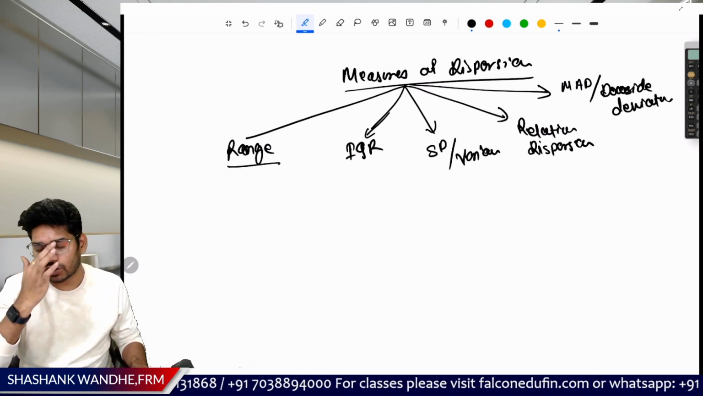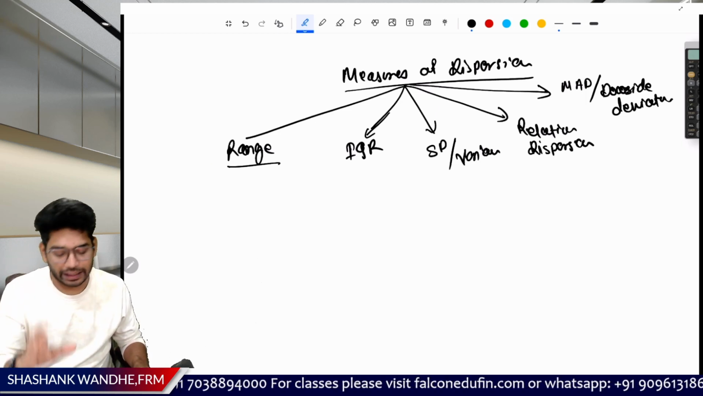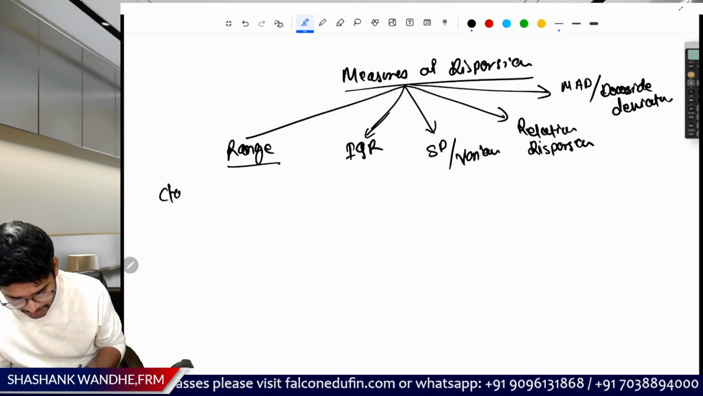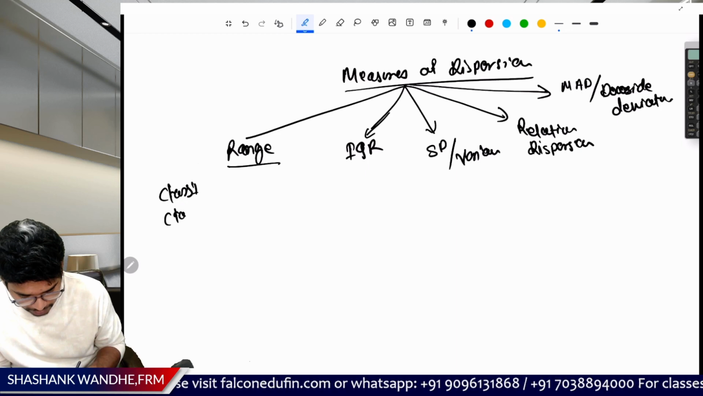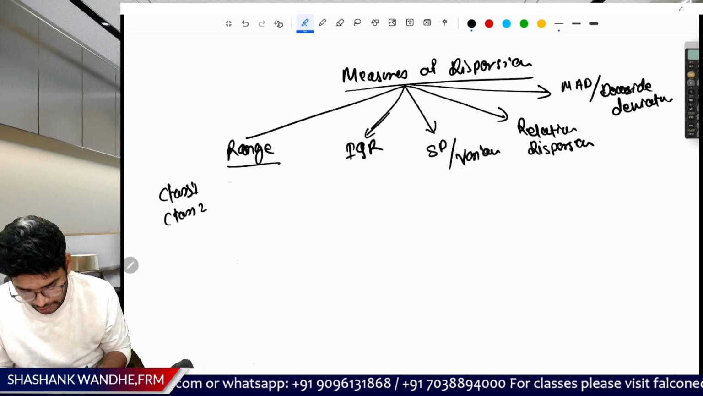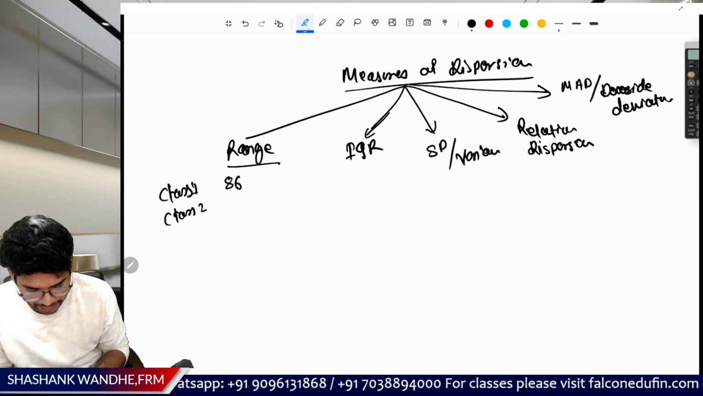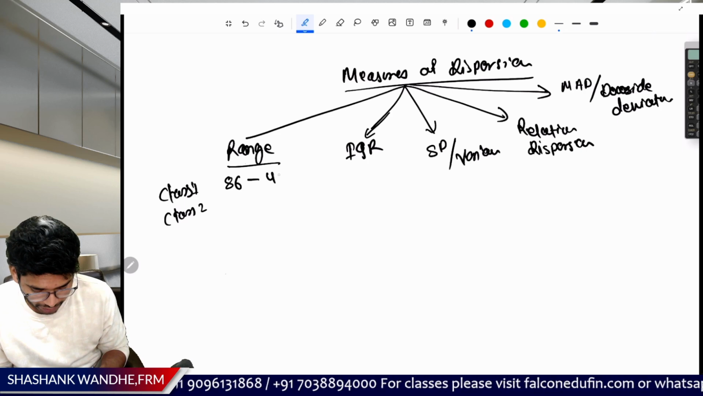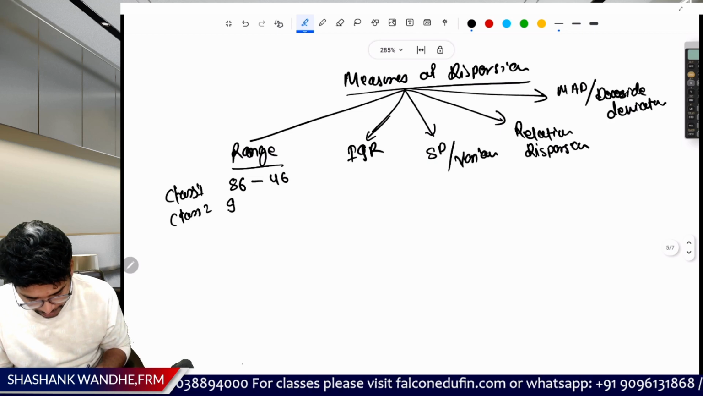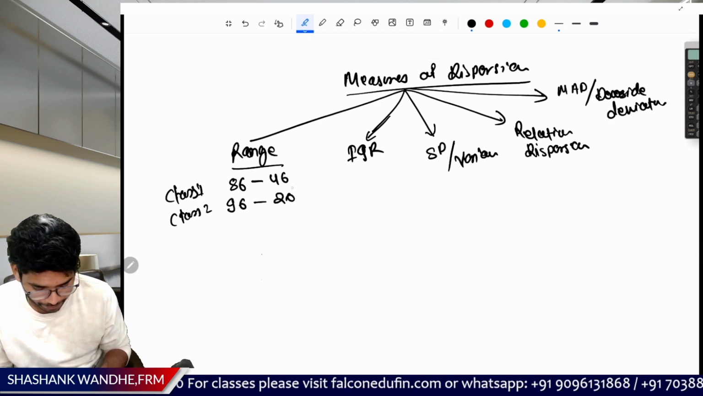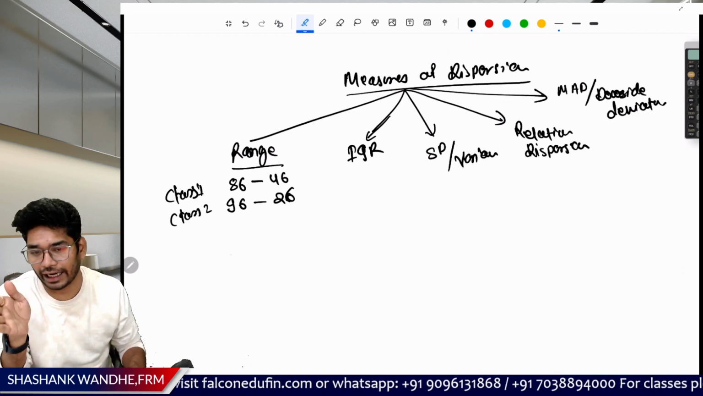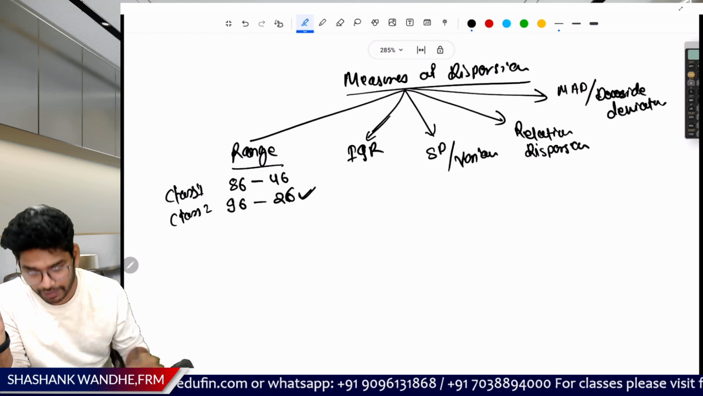So the highest value and the lowest value in the observation is simply the range. So range is also a measure of dispersion. So say there are two classes, class 1 and class 2. So the highest marks scored in class 1 by a student is say 86 and the lowest score is say 46. So here you calculate the range, and then say in class 2 it is 96 and 26. So where do we have the highest variation in the data? Using the range measure, we will say we have the highest variation here. Okay.